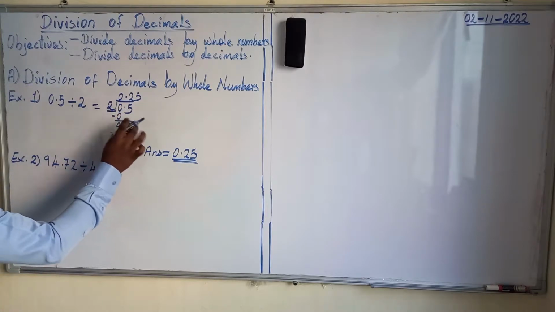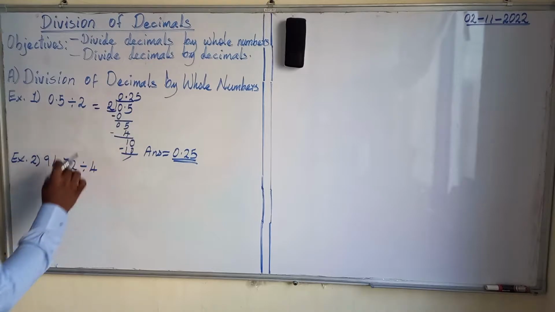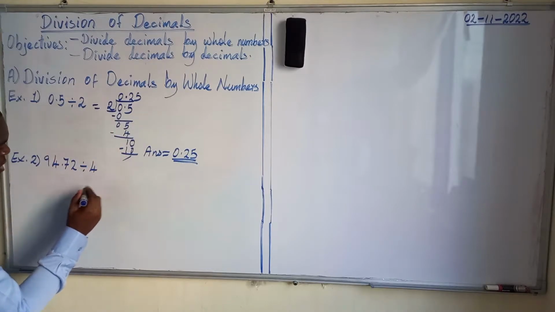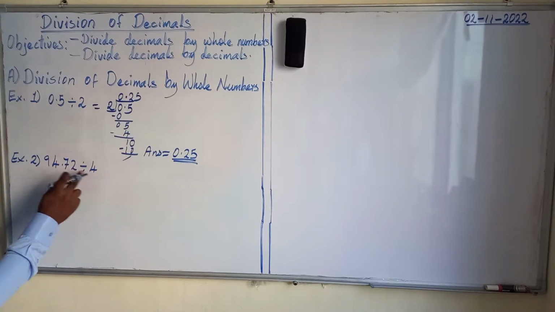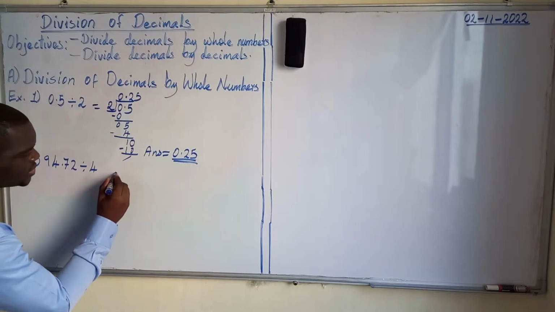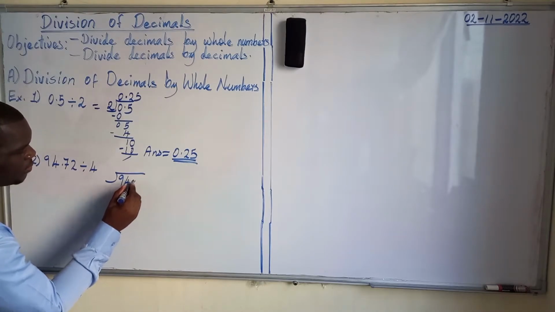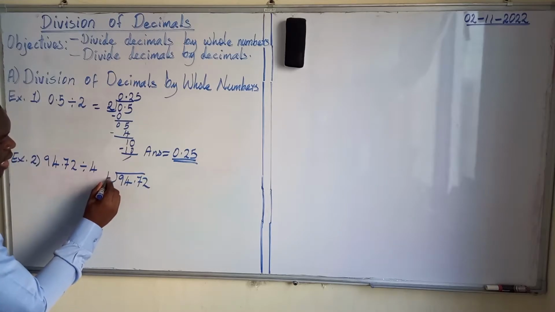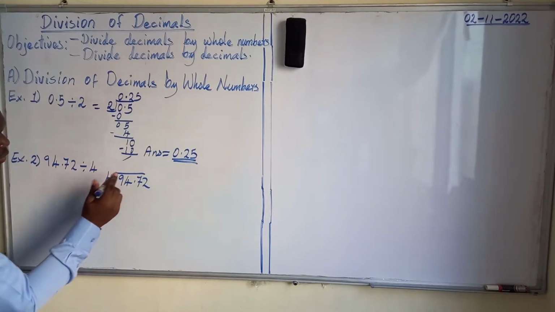In our second example, we still have a decimal divided by a whole number. And we are going to use the same method as in example 1 to solve. So the first thing is you identify this is your dividend and this is the divisor. You put it in this form: 94.72 divided by 4.